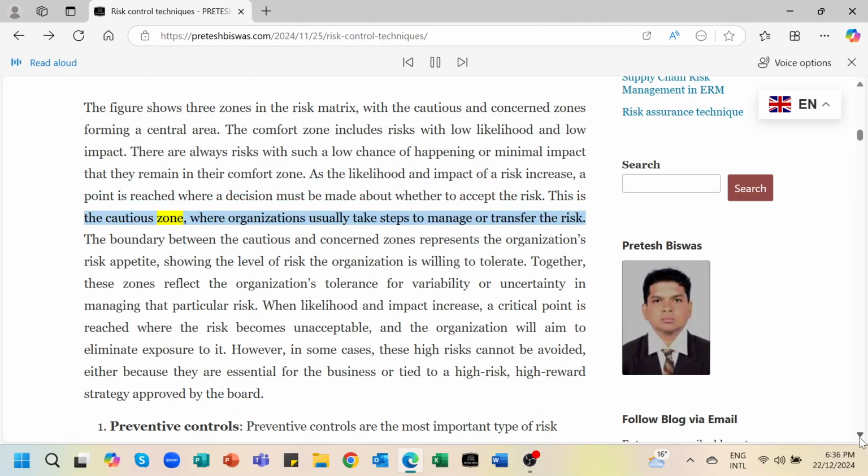This is the cautious zone, where organizations usually take steps to manage or transfer the risk. The boundary between the cautious and concerned zones represents the organization's risk appetite, showing the level of risk the organization is willing to tolerate. Together, these zones reflect the organization's tolerance for variability or uncertainty in managing that particular risk. When likelihood and impact increase, a critical point is reached where the risk becomes unacceptable and the organization will aim to eliminate exposure to it.